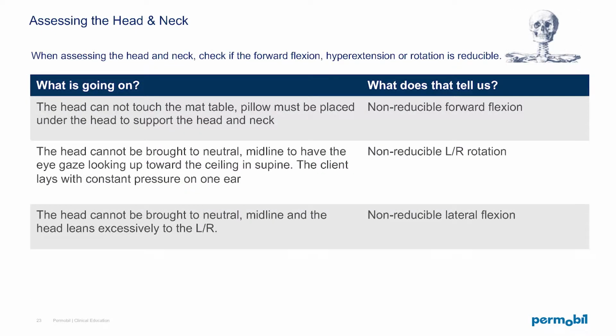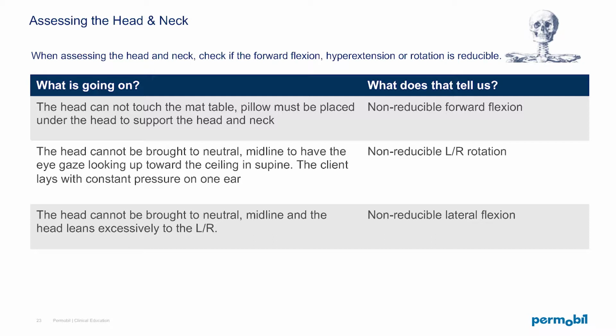So, assessing the head and the neck. With the head and the neck, if the head cannot touch the mat table, and we've seen this, you lie someone down in bed or you put them on a mat table and their head stays up, and you have to pile 4 or 5 pillows underneath them just to take the stress and strain off their neck, then you're definitely dealing with a non-reducible forward neck flexion.